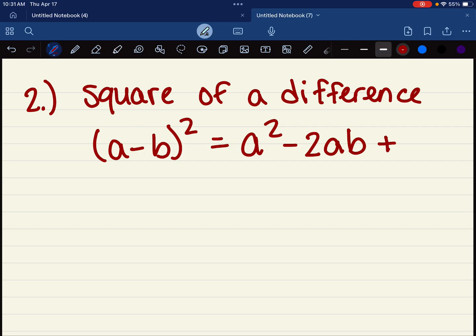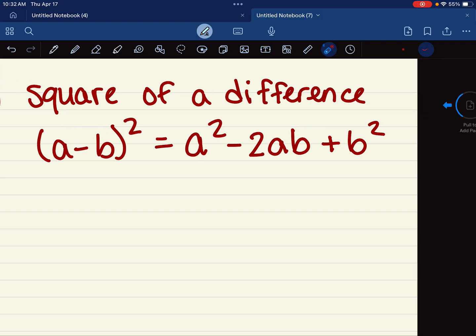Positive b squared. So here's the deal. It's the exact same steps. The only difference is this right here has to be what? A negative, okay? If you have a minus in the middle, your middle term is going to be a negative. Last term will always be positive because when you square two negatives, it makes a positive. Yes? Okay, so let's try a couple examples of that.